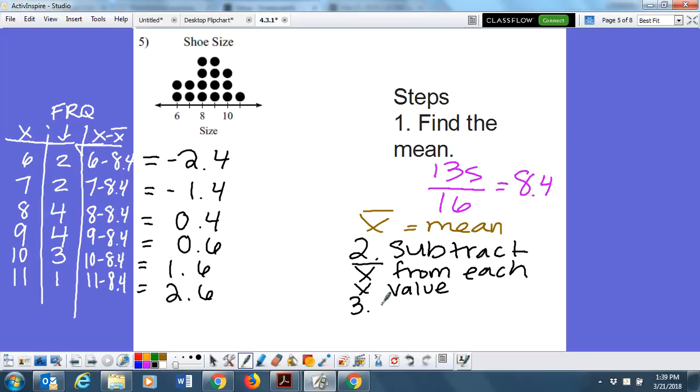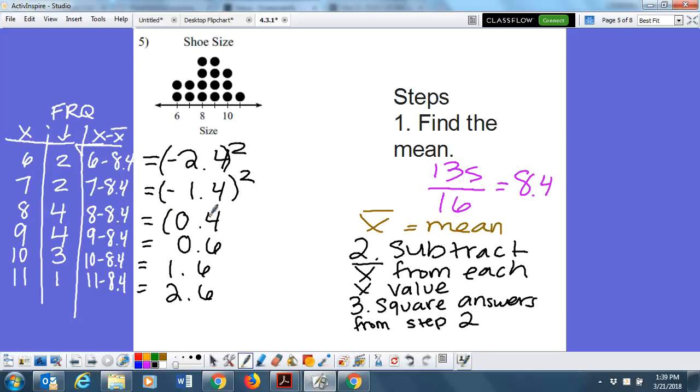So your third step is going to be to square your answers from step 2. So you're going to do whatever negative 2.4 squared is, and make sure you use parentheses because a negative times a negative is a positive. So all of these numbers should be positive. If you have a scientific calculator, you could do a lot of these all typed in at one time. But for today, we're just going to do them individually.